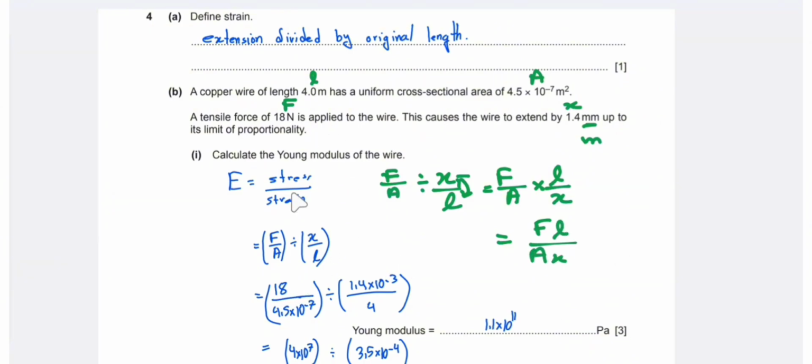So we know the value of force, divided by area, so we know the value of area, and the original length is 4 meter. And what is the extension?